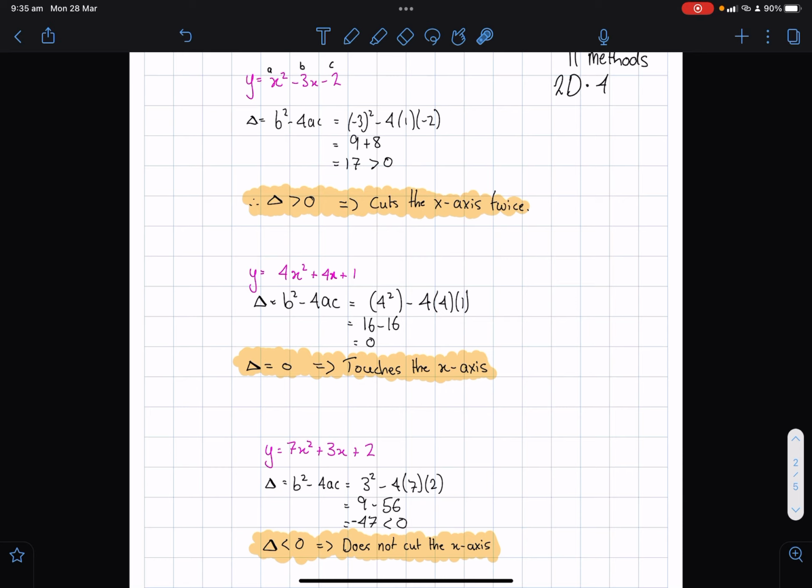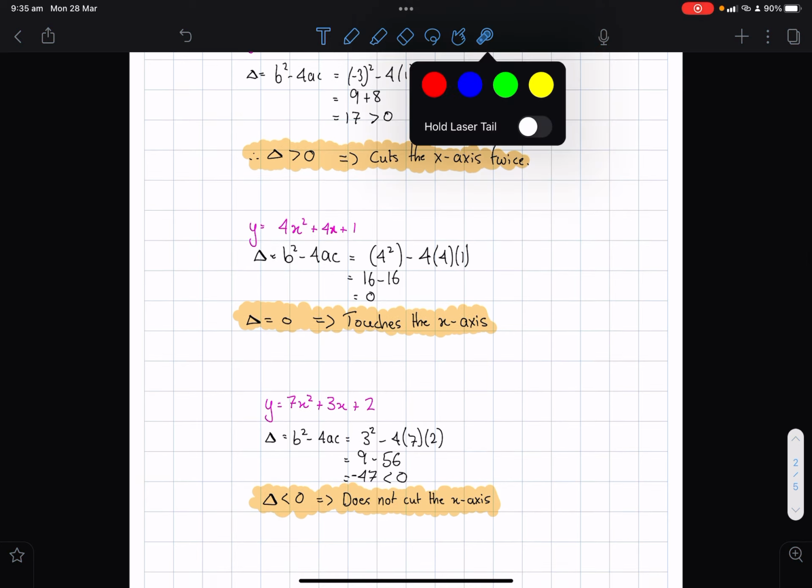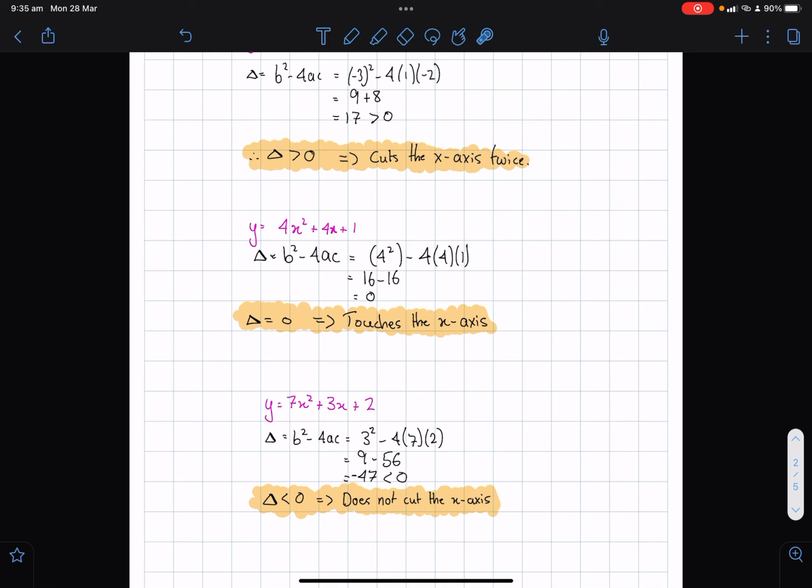All right, so there are three conditions for our discriminant to determine some information about our quadratic graph. Just to rehash, if the discriminant is greater than 0, it will cut the x-axis twice. If the discriminant is equal to 0, it will touch the x-axis once, so it will be touching either at its minimum or its maximum vertex. Then if the discriminant is less than 0, it does not cut the x-axis, all right?